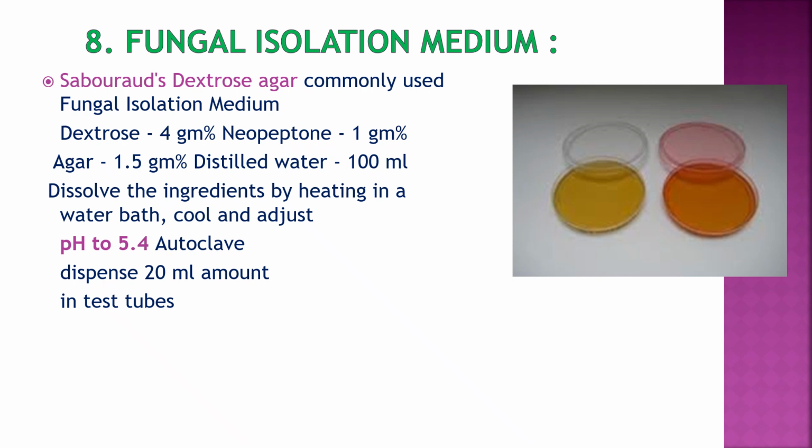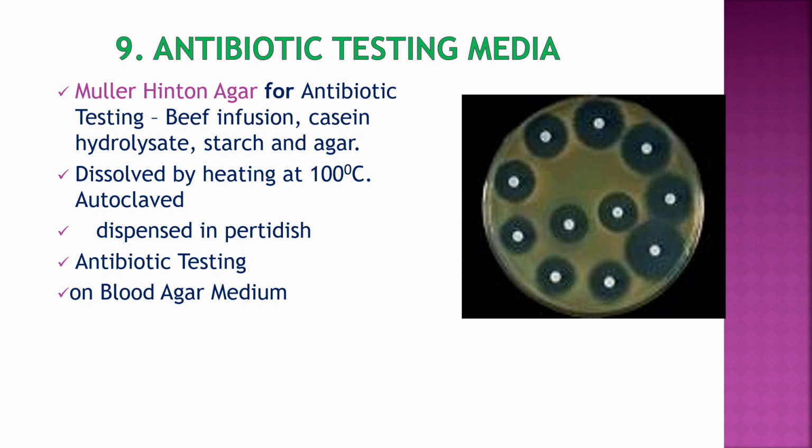Some media are there for the growth of fungi like Candida, Aspergillus, Penicillium, Rhizopus, Cryptococcus. The ideal culture medium for fungal isolation is Sabouraud's dextrose agar: dextrose 4 gram, neopeptone 1 gram, agar 1.5 gram percent, and distilled water. Here the pH is 5.4, and because of that, other commensals do not grow in this acidic medium.